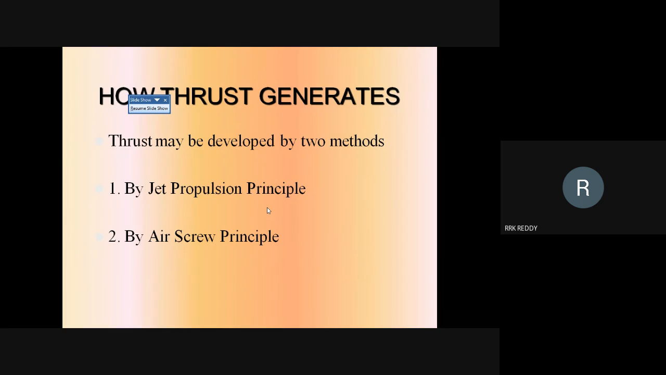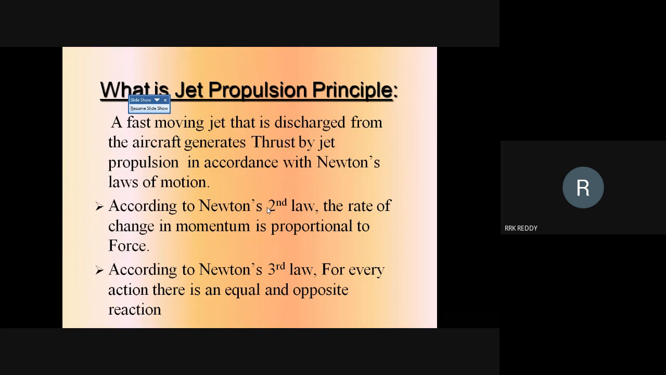Then what is the jet propulsion principle? A fast moving jet that is discharged from the aircraft generates thrust by jet propulsion in accordance with Newton's laws of motion. Everybody knows, in childhood we have studied Newton's three laws. According to the second law of Newton, the rate of change in momentum is proportional to force. According to Newton's third law, for every action there is an equal and opposite reaction. Based on these two laws only, the thrust in the airplane develops.